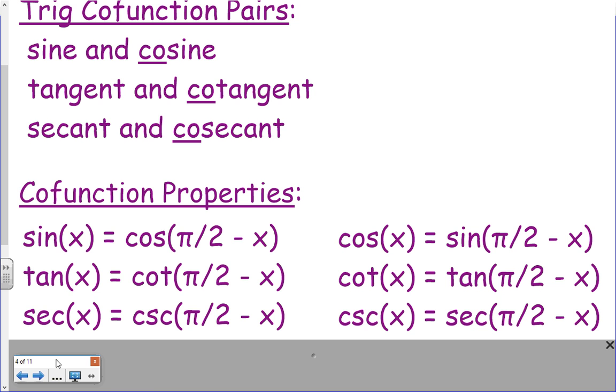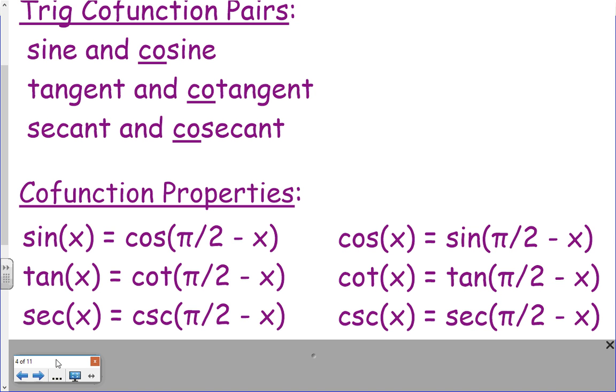On the next row, we have tangent of x is equal to the cotangent of pi over 2 minus x. Or you can swap the two trig functions there. Cotangent of x is the same as the tangent of pi over 2 minus x. And finally, on the third line, we've got the secant of x is equal to the cosecant of pi over 2 minus x, or the cosecant of x is equal to the secant of pi over 2 minus x. Again, notice that those are written in cofunction pairs. So that top row is sine and cosine. The second row, we've got tangent and cotangent. And the third row, we've got secant and cosecant. These are the cofunction properties.